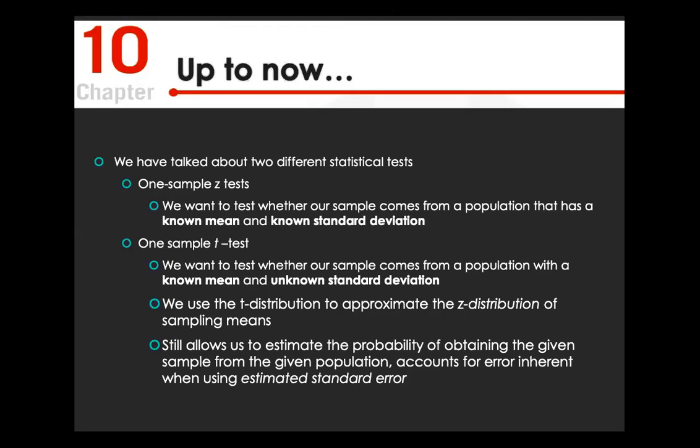When we do not know the standard deviation, but we want to know the same thing, does our sample come from a particular population, we can use the t-test statistic and the t-distribution. And that still allows us, like it says, to estimate the probability of obtaining a given sample from the given population, and we use the estimated standard error.